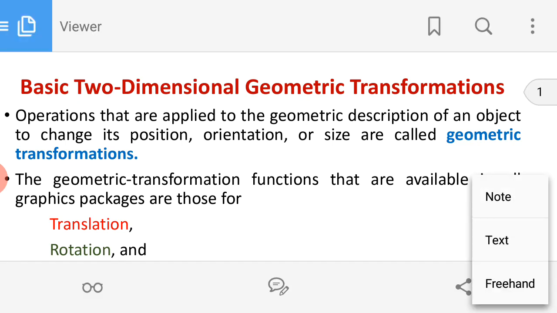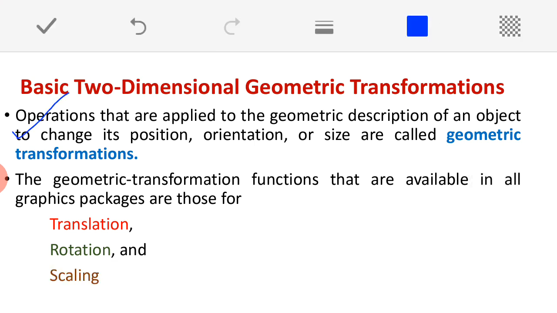What is the purpose of this geometric transformation? See this particular point. These are operations that are applied to the geometric description of an object to change its position, to change its orientation, and to change its size, and they are called geometric transformation. That is very important here.